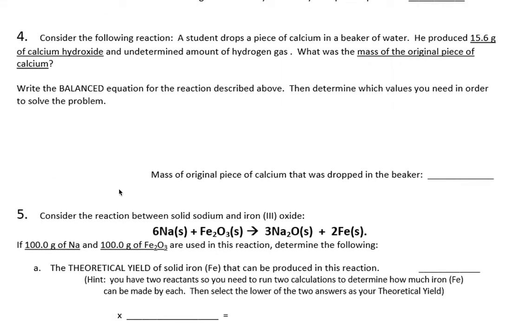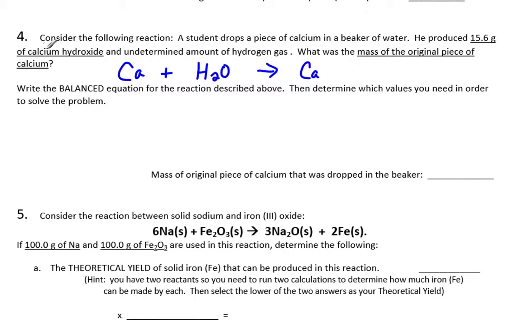All right, consider the following reaction. A student drops a piece of calcium in a beaker of water. He produces 15.6 grams of calcium hydroxide and an undetermined amount of hydrogen gas. So we just don't worry about the hydrogen gas. We know it's made, we don't care how much. What was the mass of the original piece of calcium? So the kid put calcium in water, and he made calcium hydroxide.